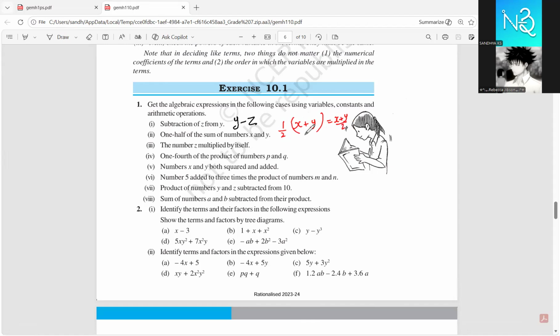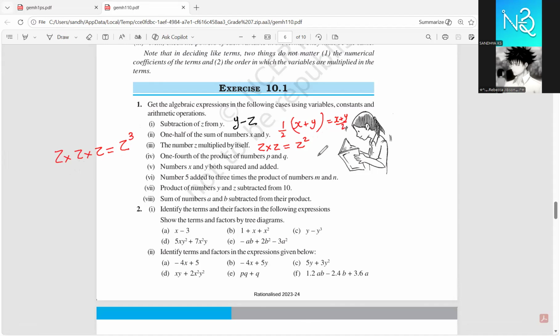Clear? Yes. Next, the number z multiplied by itself. Is it multiplied by z? Correct. Z multiplied by z. So how many times are we multiplying z? 2 times. So we can say z squared. Okay, you haven't studied the square. So z into z means z squared. Like that it comes. If you are multiplying z three times, it is called z cube. 4 times, z raised to 4. Like that it will go.